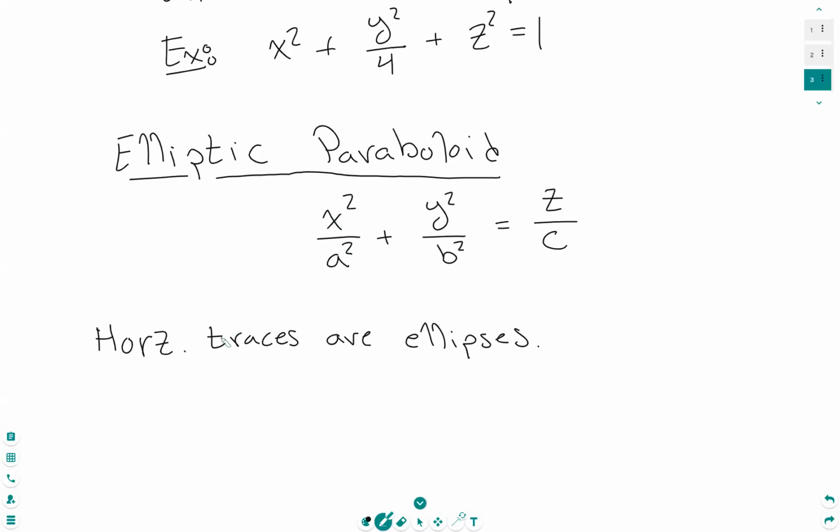So what happens if I think about these vertical traces, right? If I let x or y be 0, I'm cutting it in either the x direction or the y direction, seeing what this looks like along the x-axis or along the y-axis, right? So if I cut one of those out, I've just got this. Let's say we cut y out here. We set y equal to 0. We get x squared over a squared is equal to z over c. Well, in the xz plane, that should look like a parabola, right? I've got z equal to some x squared with some constants, right? So the vertical traces are parabolas.